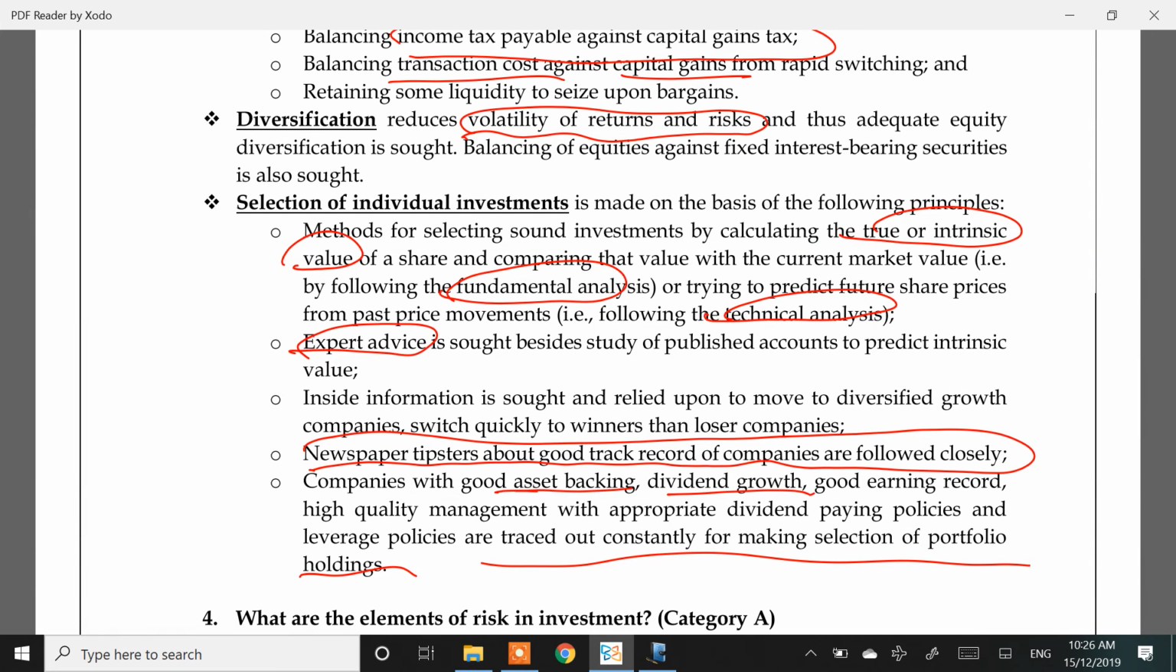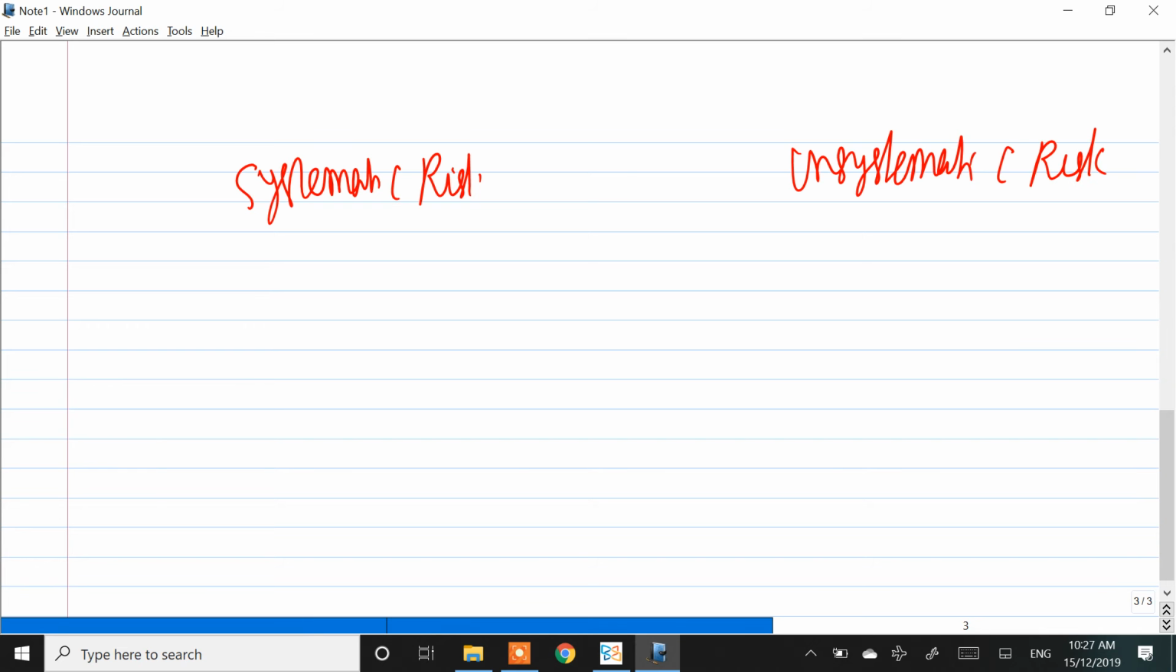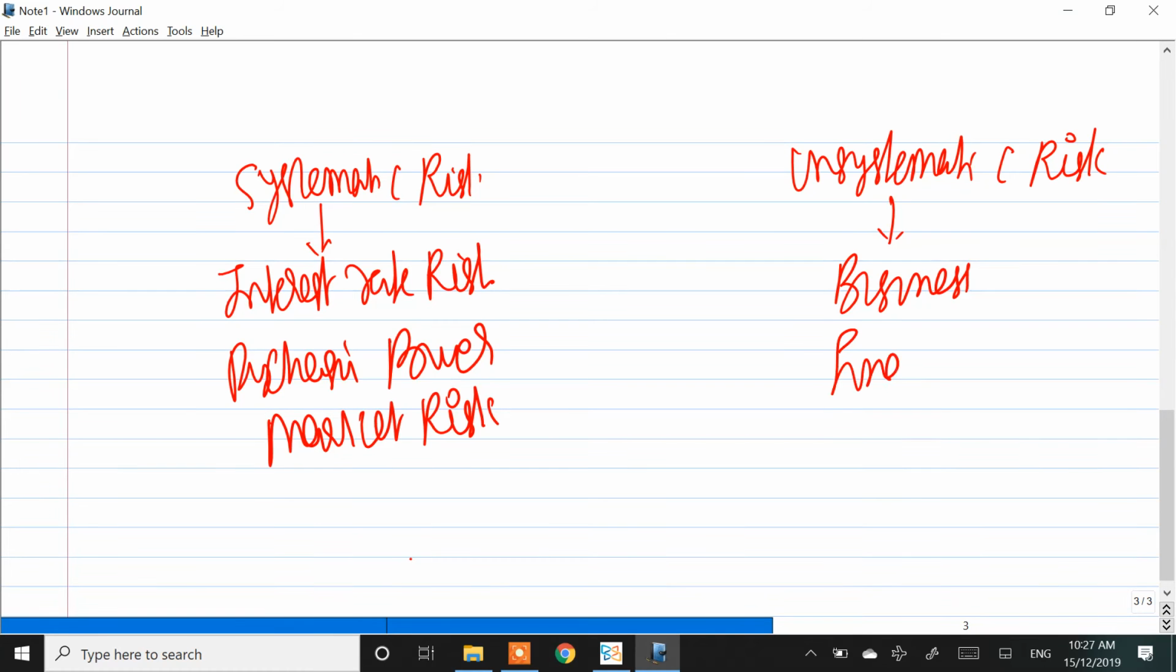Next, what are the elements of risk in an investment? An important question. There is systematic risk and unsystematic risk. I have two types of risks. Systematic risk can be interest rate risk. These are something which is external to the company. Purchasing power risk or market risk. These are typically external to the company. And unsystematic risk is basically business risk and financial risk.